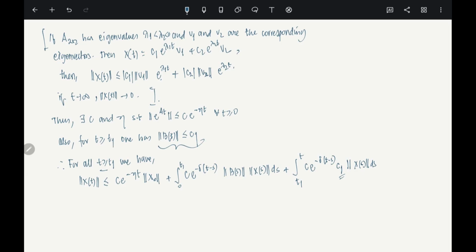Once that is true, you see, I will take e to the power eta t to the other side. So define w of t to be e to the power eta t times the norm of x of t. Clear? Therefore, what do we have?